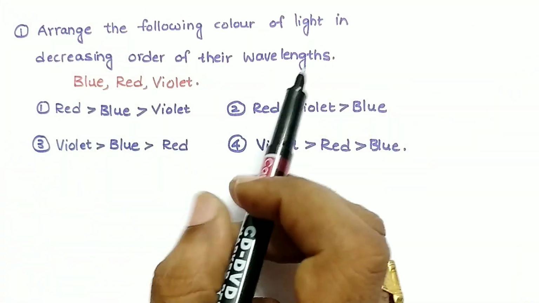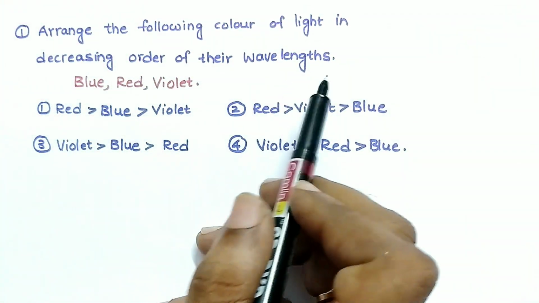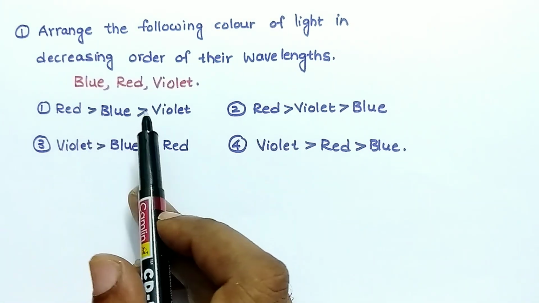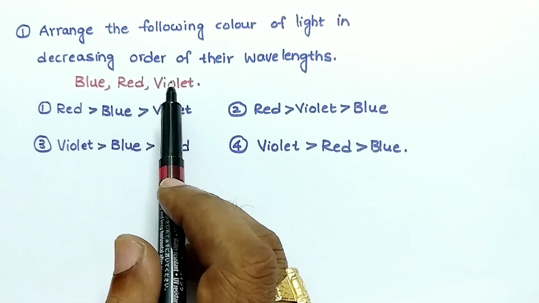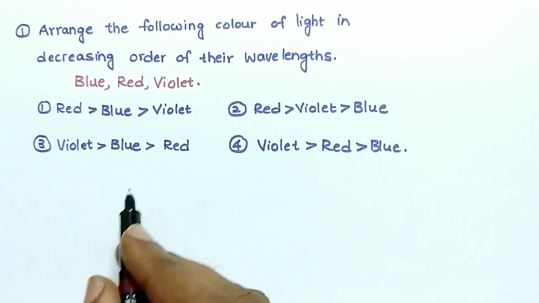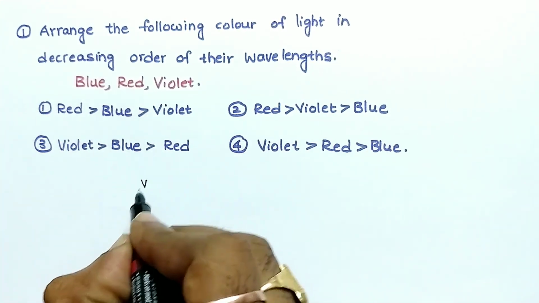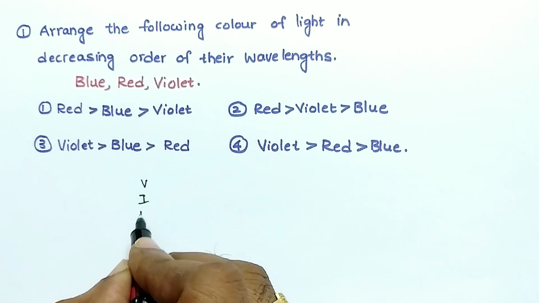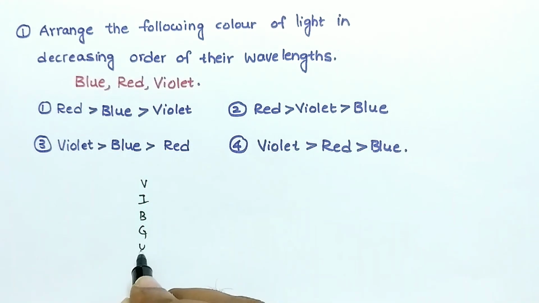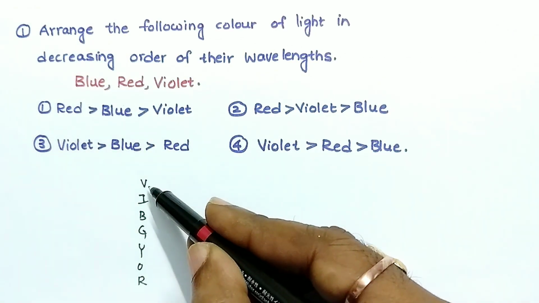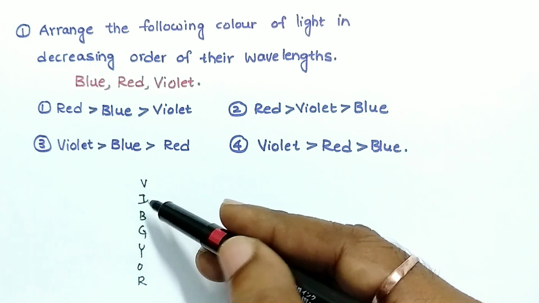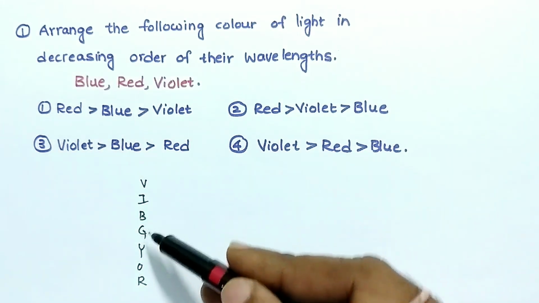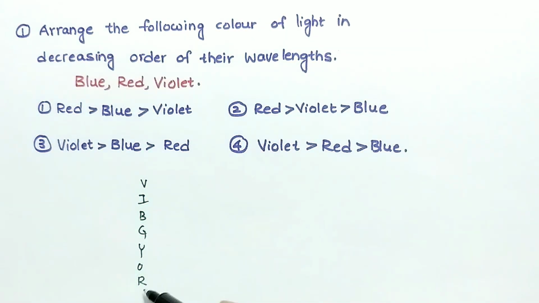Arrange the following colors of light in decreasing order of their wavelengths. Here 3 colors are given. We have to write the decreasing order of their wavelengths. We have the spectrum, that is V, I, B, G, Y, O, R, VIBGYOR. When we are moving from violet to red, wavelength increases. That means violet, indigo, blue, green, yellow, orange, red.